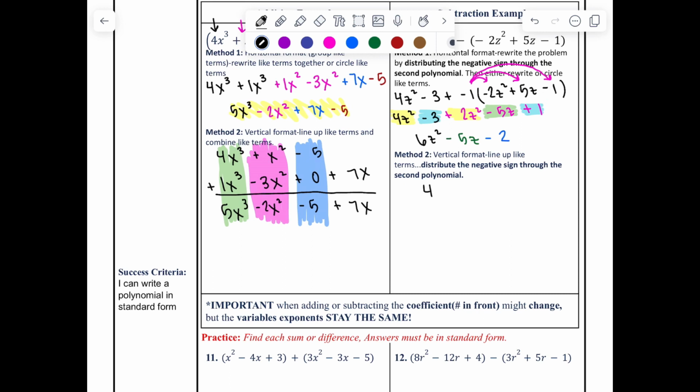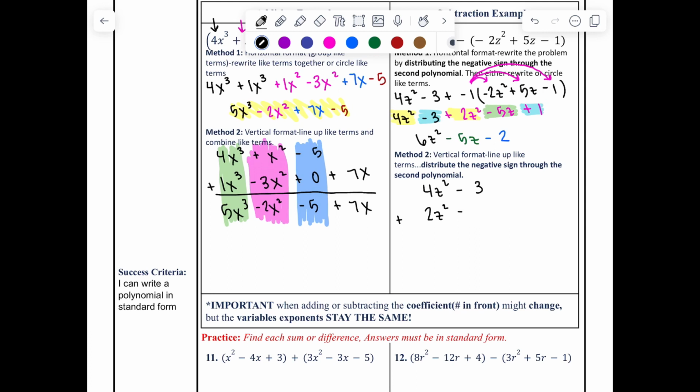If you like the vertical method, I'm still going to remind you that you need to make sure all of your like terms are actually in order. So 4z squared minus 3 is missing a term that would be in the z component. We don't have a z for that first term, so when I write down the second expression, I want to make sure that all of the terms that are alike are next to each other.